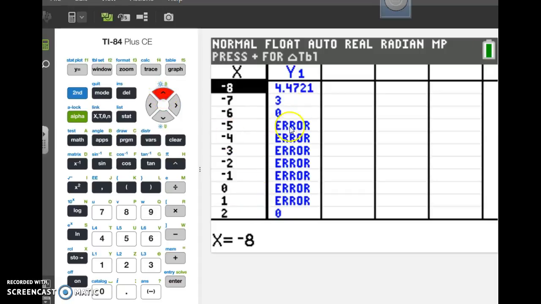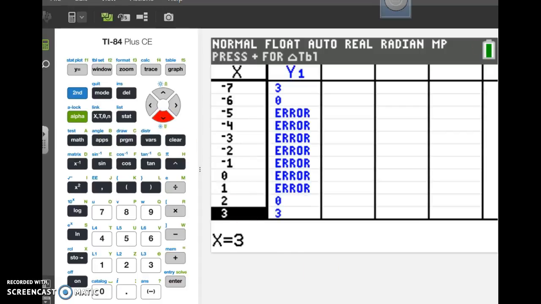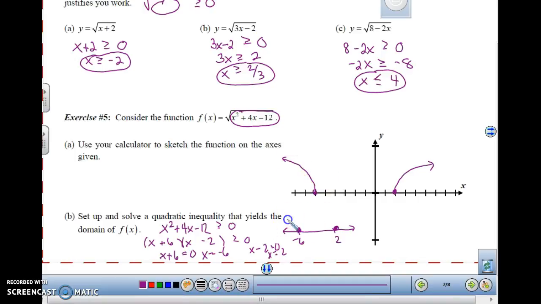There's an error between here. And then negative 6, I can see it's positive here. It's an error here. It doesn't work because it makes it negative. And then after 2, it's going to be positive. So if I go back to here, this is going to be positive, this is going to be negative, this is going to be positive. So it's got to work here to there. So that is the quadratic inequality, and that yields the domain of x.